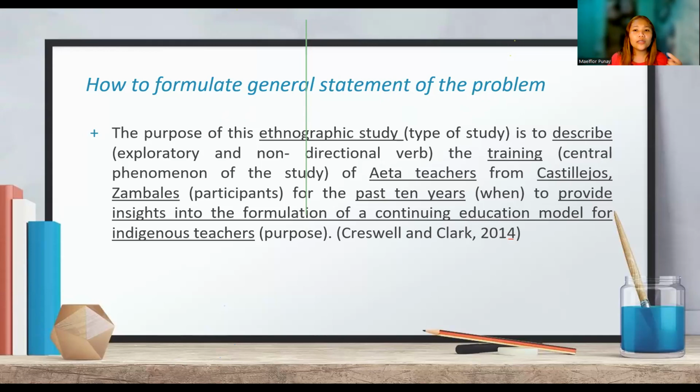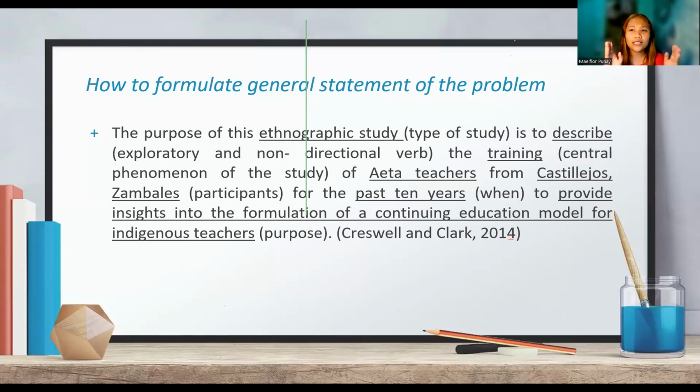When we talk about ethnographic, this is a qualitative research, okay? The training here states the central phenomenon of the study. The participants are the AITA teachers from Castillejo, Zambales, for the past 10 years. The purpose is to provide insights into the formulation of a continuing education model for indigenous teachers.